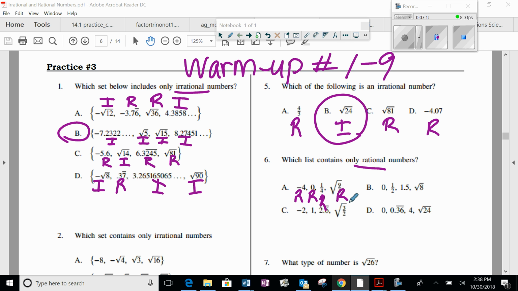Go ahead and finish the rest of these problems on this side, identifying rational and irrational numbers. You have 2 minutes.